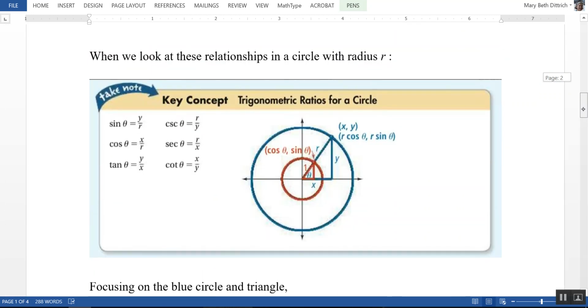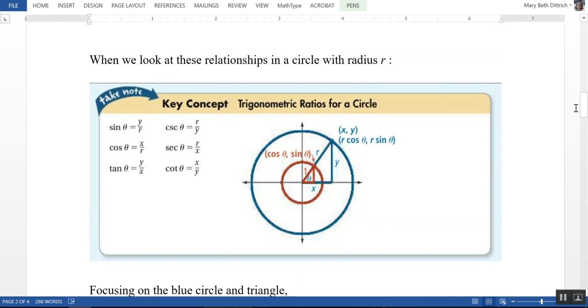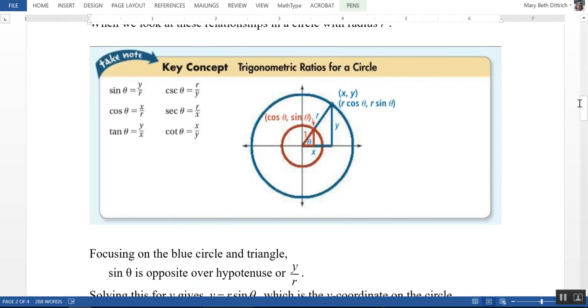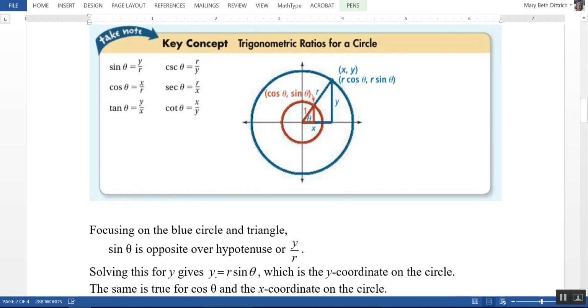Now, when we look at these relationships in a circle with radius of r, we can look at them this way. Let's focus first on the blue circle and triangle in here. You'll notice that the sine of theta, so I'm looking at the blue theta down here, is opposite over hypotenuse, or y over r. Solving this for y gives us y equals r sine theta, which is the y coordinate on the circle.